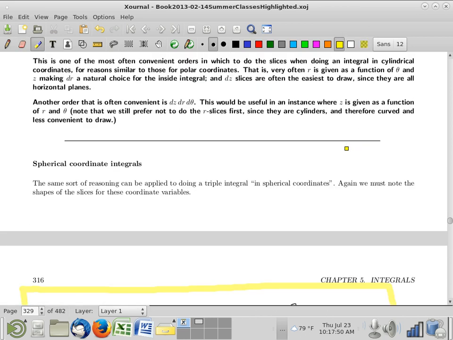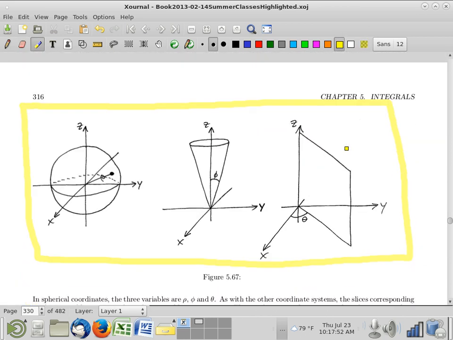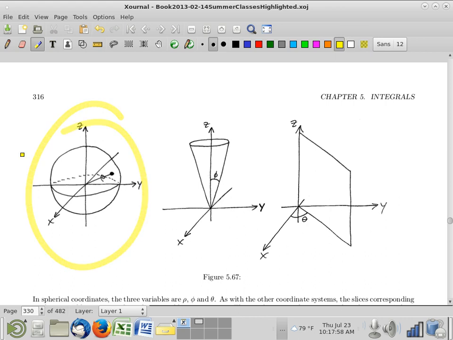This is a tougher collection of pictures to deal with. This is what your spherical coordinate slices look like. So this is what happens when you set rho equal to a constant. You get a sphere. Again, thus the name, spherical coordinates. If you set phi equal to a constant, well, you get a cone.